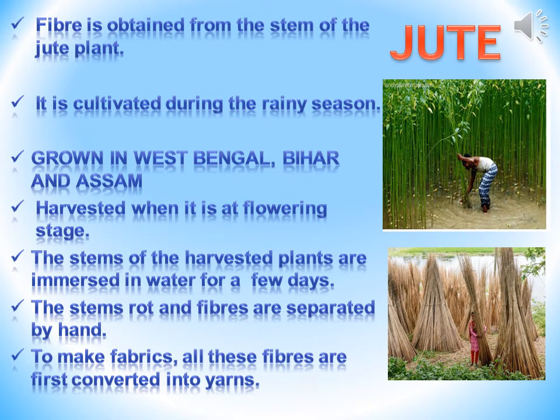Jute is also a natural fiber obtained from the stem of the jute plant. It is cultivated during the rainy season, and it is mostly seen in West Bengal, Bihar and Assam. The jute stem is harvested during the flowering stage. The stems of the harvested plants are immersed in water for a few days. When the stems rot, the fibers are separated by hand. To make fabrics, all these fibers are first converted into yarns.